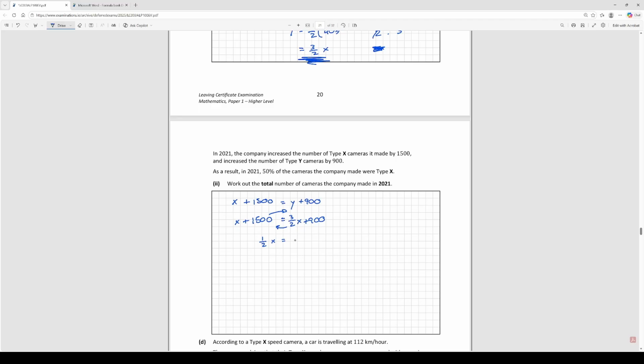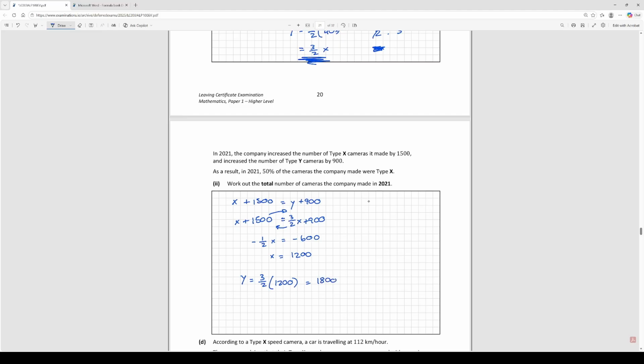Now that's not right, because that would get you a minus. Oh no, it wouldn't. I'm being stupid. It would be minus a half equals minus 600, which means x is equal to 1,200. So originally there were 1,200 x cameras. Now we can figure out what y is, because y is equal to 3 over 2 multiplied by that, as we figured out in the previous question, which means it's equal to 1,800.